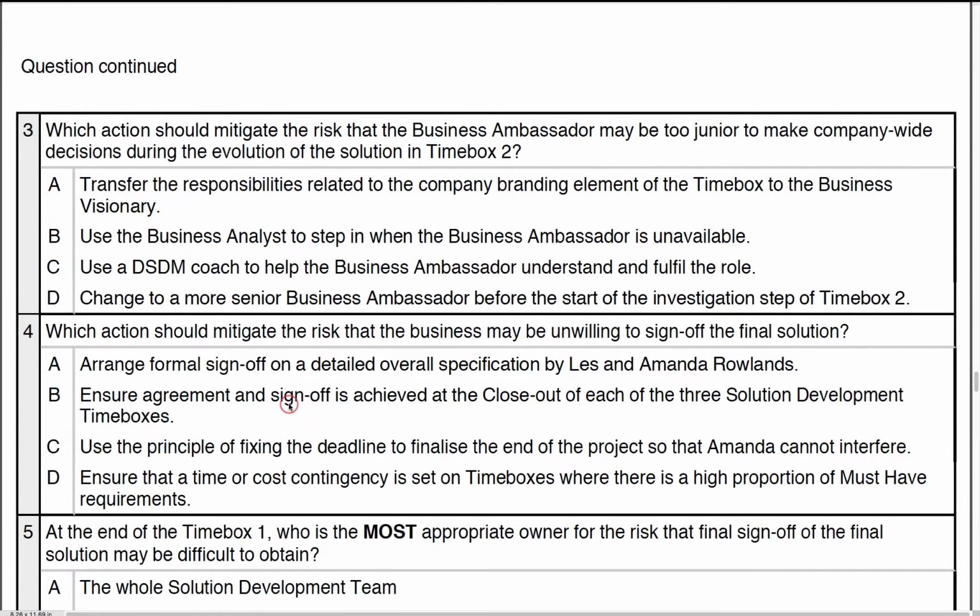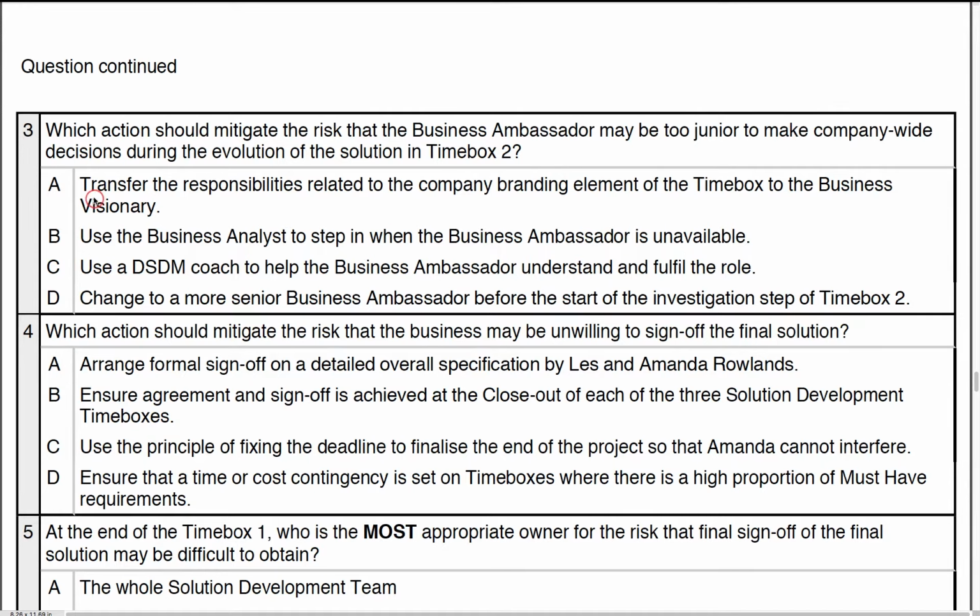Number 3. Mitigate the risk the ambassador may be too junior. Now remember, DSDM recommends that you do not swap. An impact of having an agile approach is that swapping resources in and out is not a good idea, beforehand or at any time. And remember, it's only certain elements of the decision areas that the ambassador may be a bit unsure of. That's very simple to get around. You just get the visionary to take over those particular points. Nothing wrong with doing that.